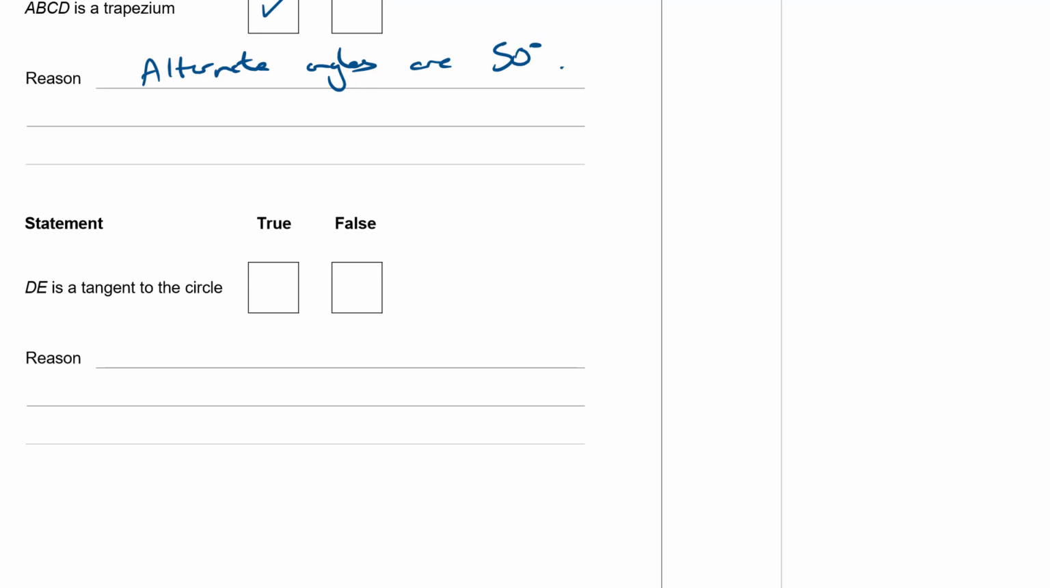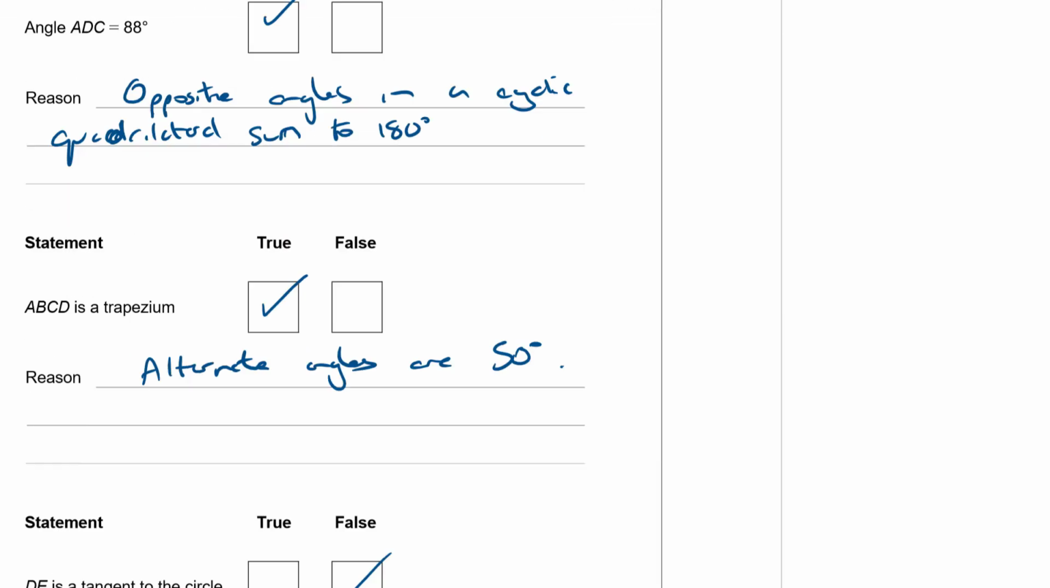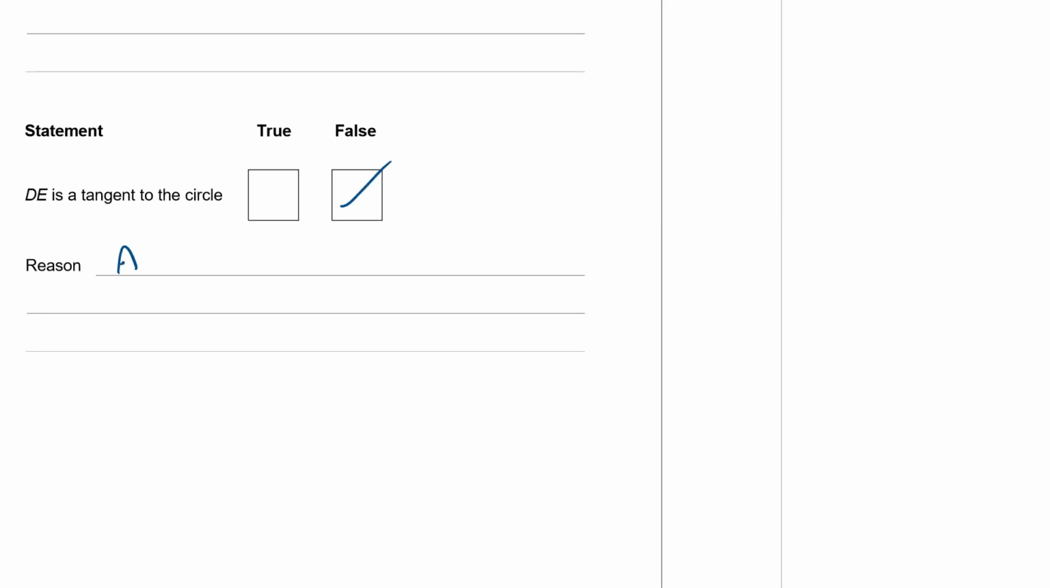So I'm going to say no. And write that angle in alternate segment would be 32 degrees, not 42.